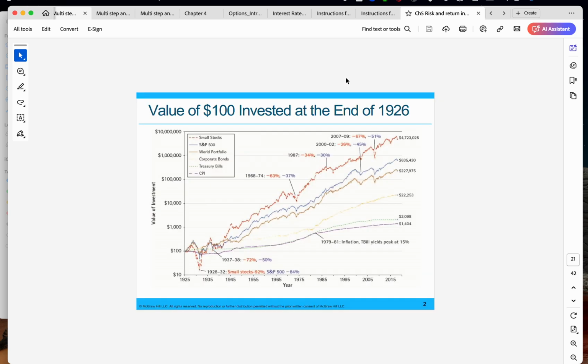This homework that you are going to be working on is to summarize returns of this data set. So this data set is the value of $100 invested at the end of 1926. You will be working with return data that can be easily transformed into price data or index price data that you can see here on this line graph.